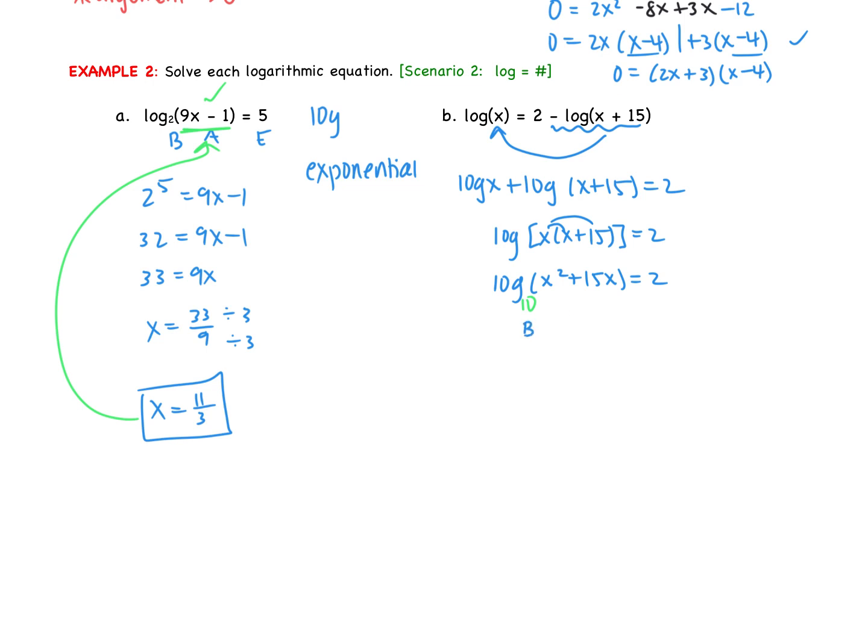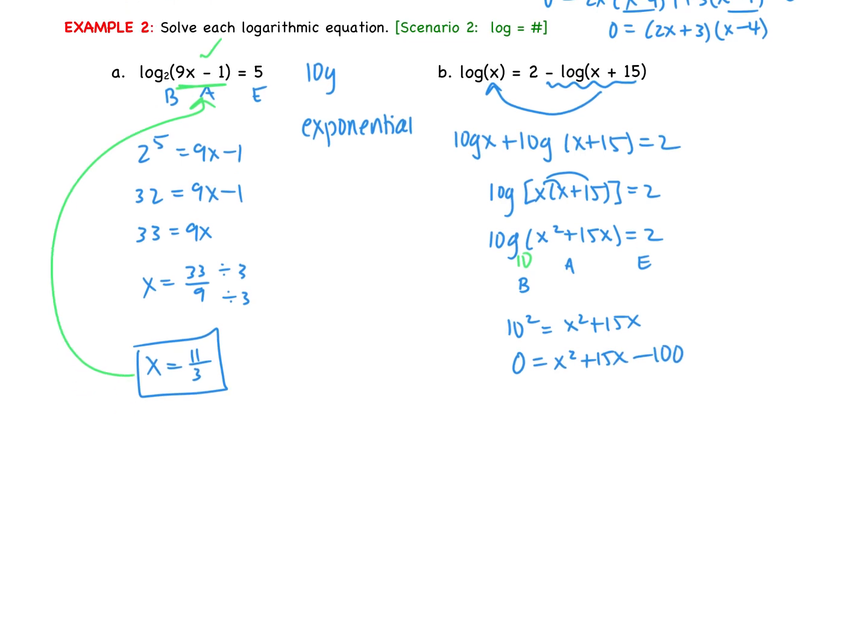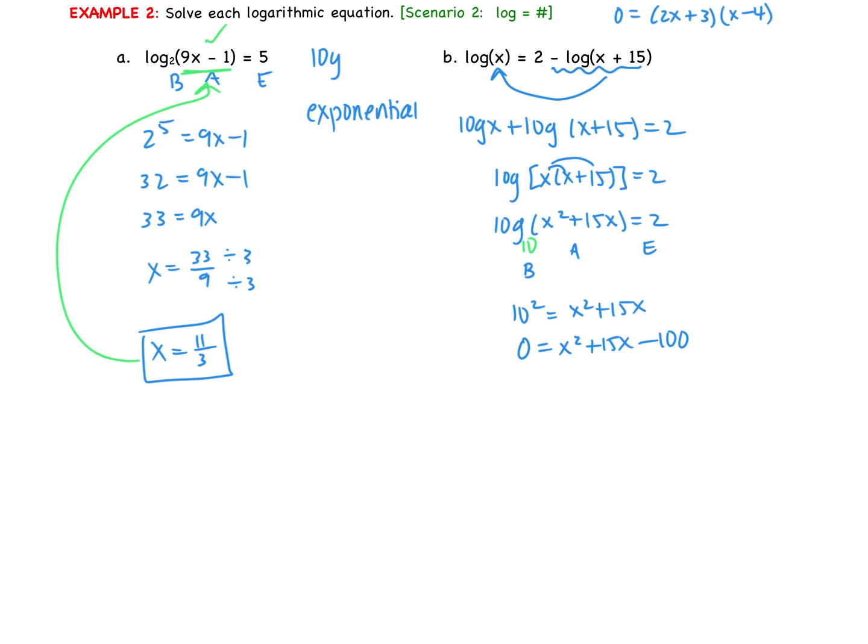So we have base, argument, exponent. So we get 10 to the second equals x squared plus 15x. 10 to the second is 100, so if I move 100 over, I get x squared plus 15x subtract 100. Okay, so for factoring, we are looking for two numbers that multiply to negative 100 but add to 15. Are there two such numbers? 20 and negative 5.